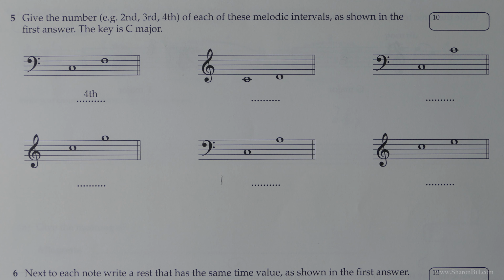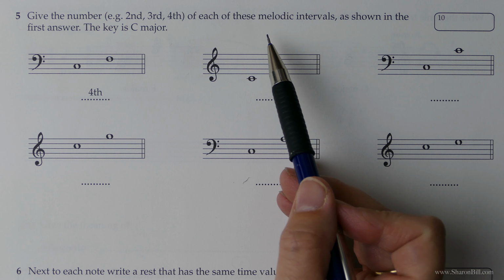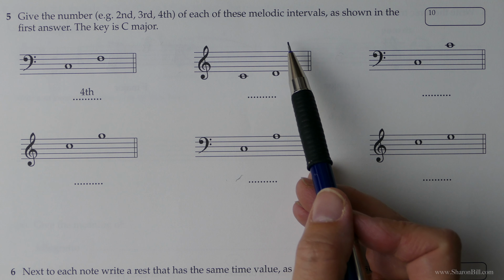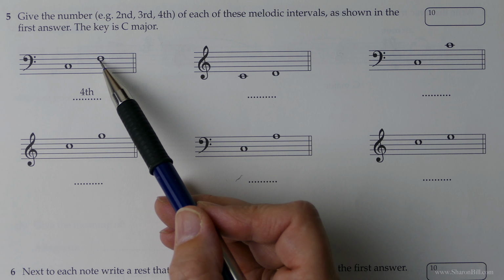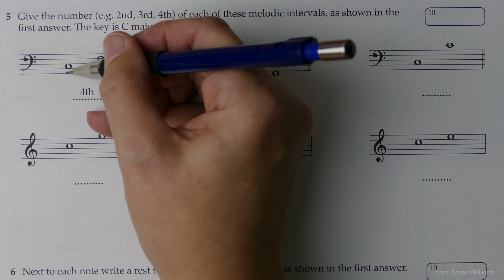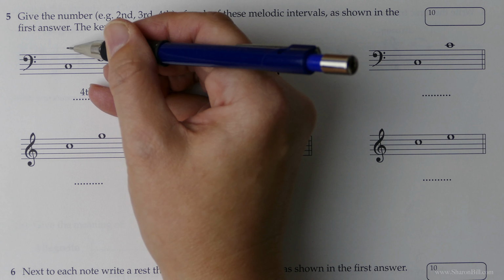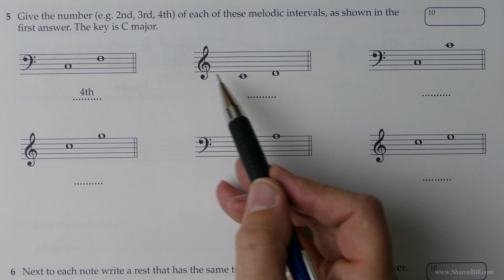So question 5 asks us to give the number of these melodic intervals. Now if you remember, a melodic interval is where the interval comes one after the other, like a melody, unlike a harmonic interval where they come one on top of each other like a harmony or a chord. So we can see that's why they're one after the other.